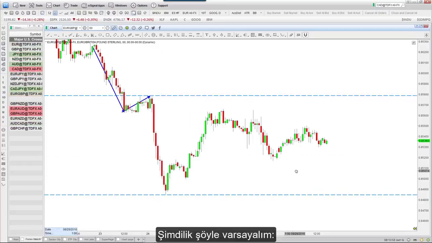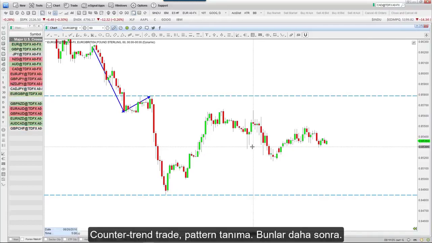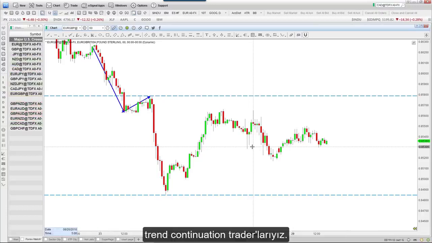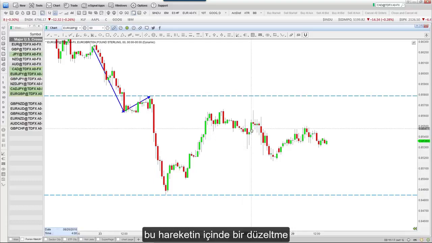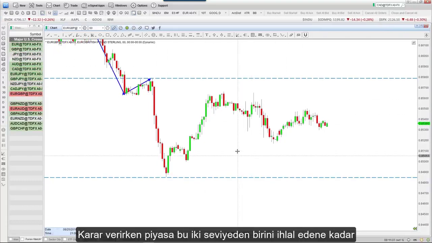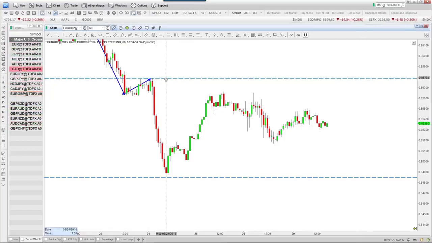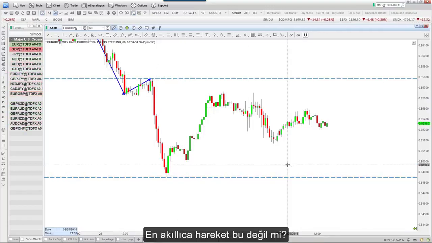Let's assume for the moment that we recognize this for what it is, which is unstructured consolidation. We're trend continuation traders. We're not worried about anything else; pattern recognition, counter trend trading, all that stuff's later. We are TCT traders, trend continuation. The market did not give us a trend continuation trade here, and now it is clear we are in this period of consolidation inside of this move. And so we make the decision that we are not going to choose to get long or short to execute a trade until the market violates one of these two levels. That's the smartest move.